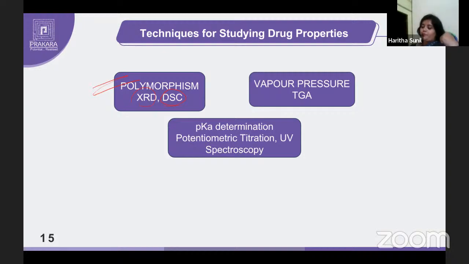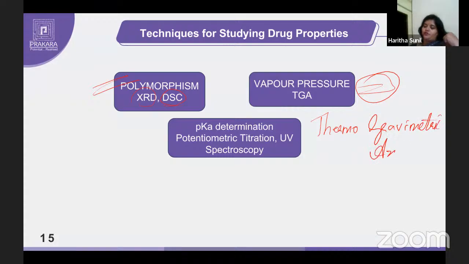And then vapor pressure. To measure this vapor pressure, we have TGA, thermogravimetric analysis. So it measures the weight changes of a substance as a function of its temperature and time. And it determines the vapor pressure by observing the loss of the volatile compounds. For example, it evaluates the thermal stability as well as the solvent evaporation in the formulation.